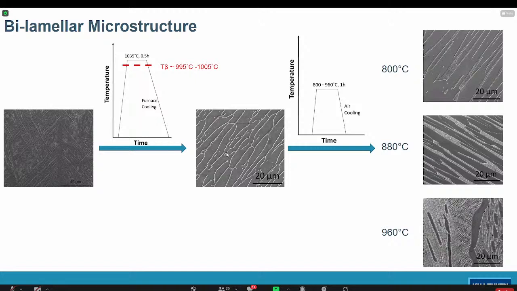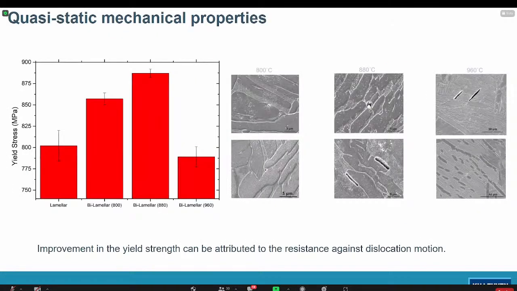So bilamellar is a duplex microstructure in which one phase is a primary alpha, which is seen as the dark phase on the micrographs on the right-hand side. And the white phase is a beta, but in this beta, there are nanoscale precipitates of alpha, which are formed during the air cooling of the second step. And with the temperature of the secondary heat treatment, we can play with the phase fractions of primary alpha and the transformed beta phase.